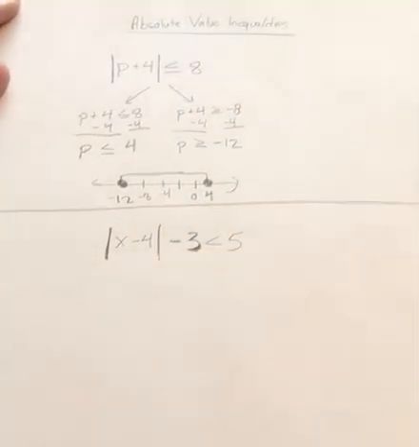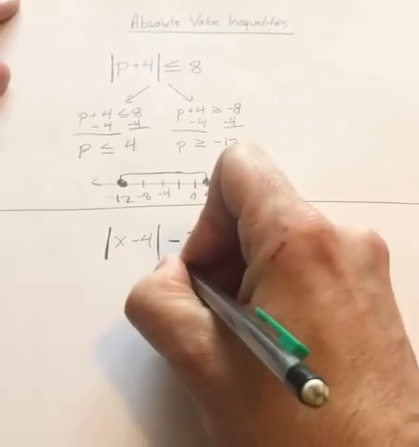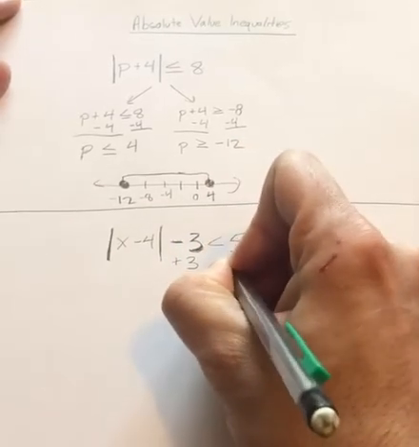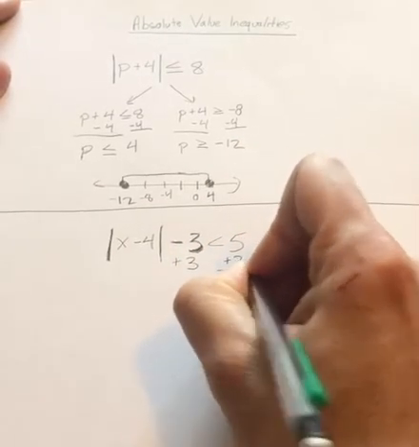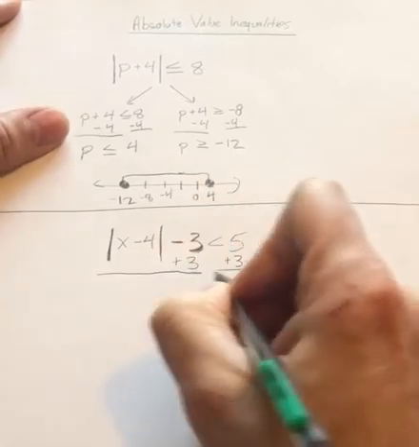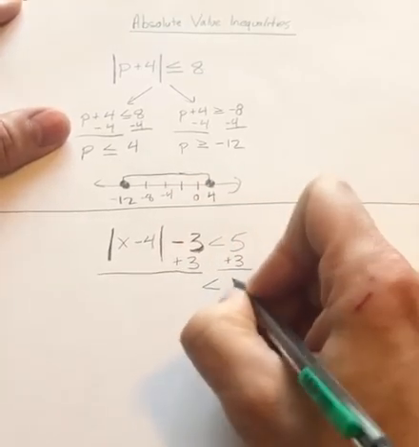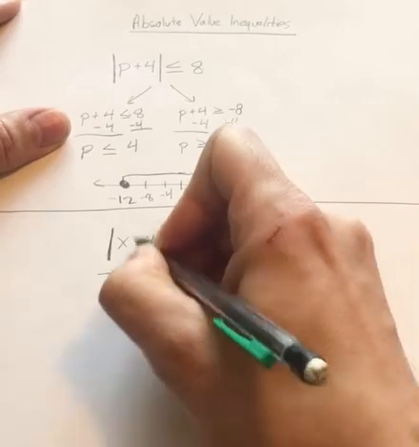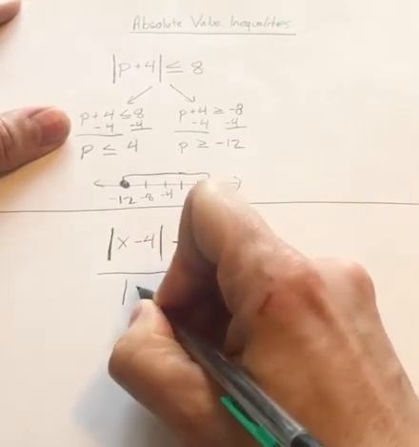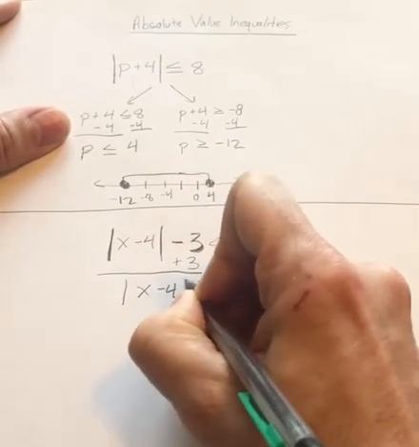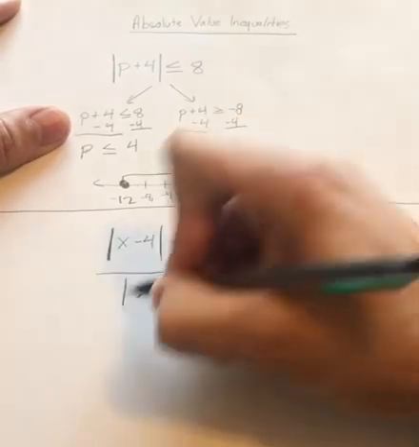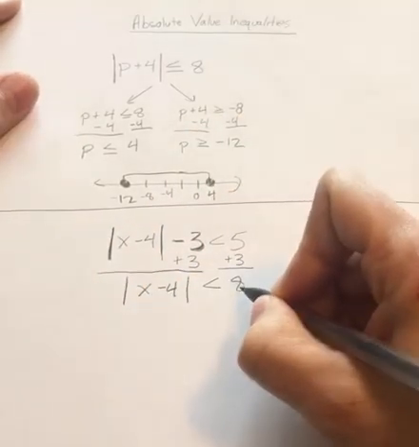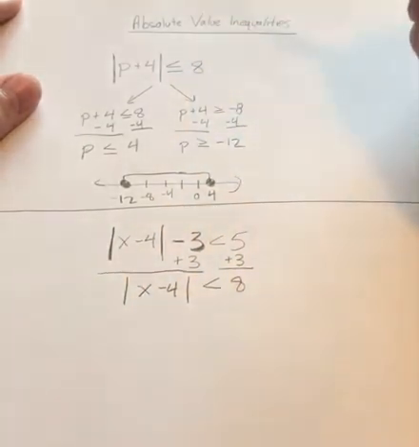To get rid of that -3, you just do its opposite or inverse. You add 3. You add 3. Once 3 is added to both sides, 5 plus 3 is 8. This side, bring down the absolute value of x minus 4. Now you have an absolute value inequality that's basic, just like up here. It's almost exactly the same.